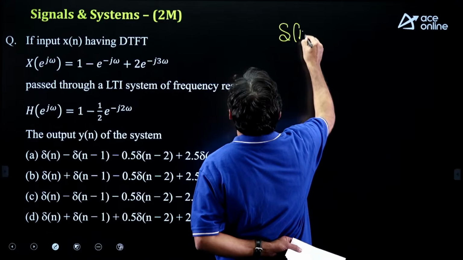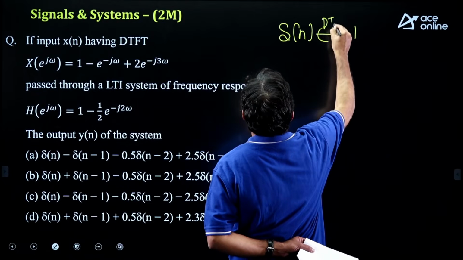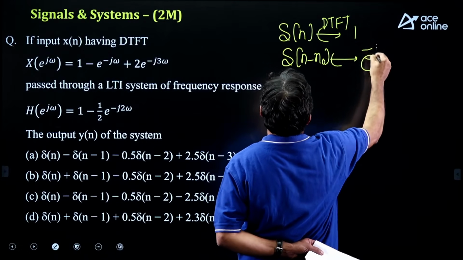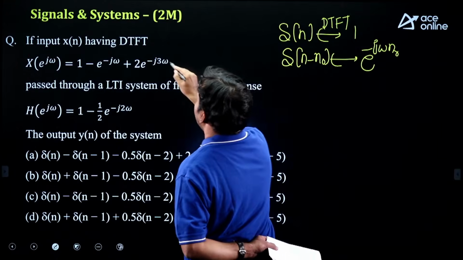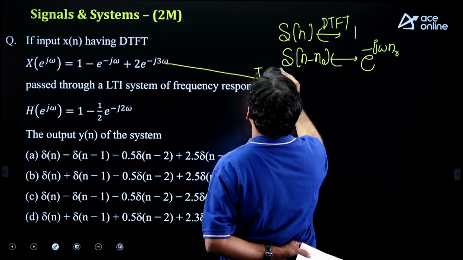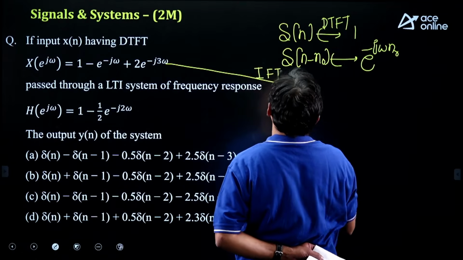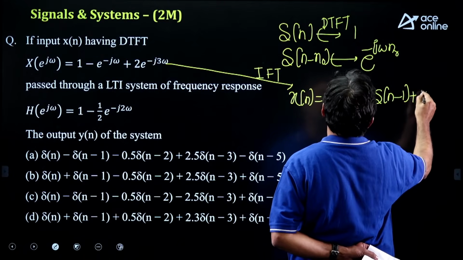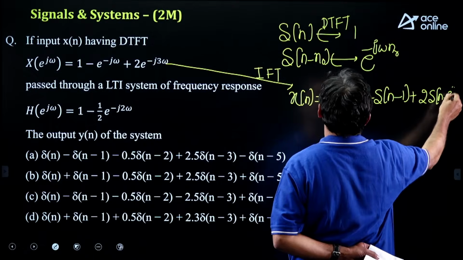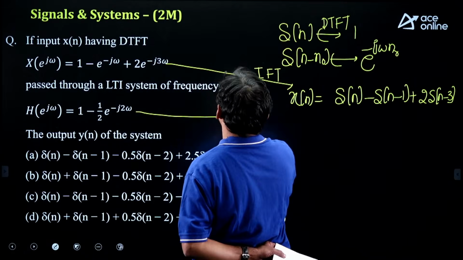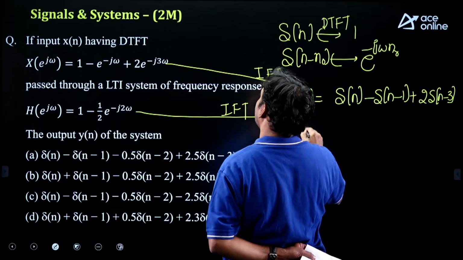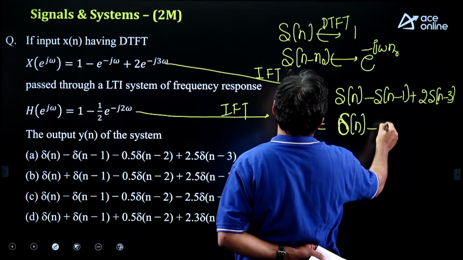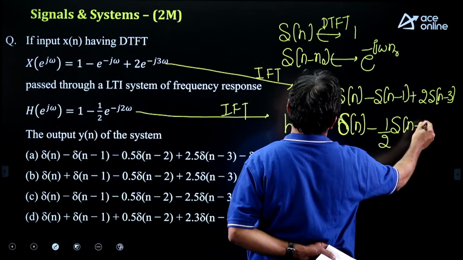Normally, what is the Fourier transform of del n we know? DTFT of del n is 1, so del of n minus n naught means e power minus j omega n naught. So based on that, what is the inverse we can write here? Inverse Fourier transform of X of omega: 1 means del n, next del of 2 into del of n minus 3. In a similar way, what is the inverse we can write here? H of n: 1 means del of n, half into e power minus 2j omega means half into del of n minus 2.